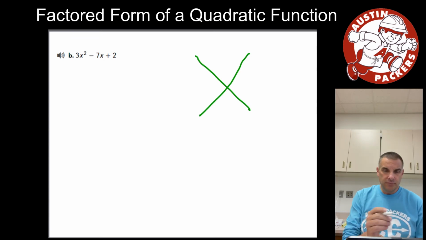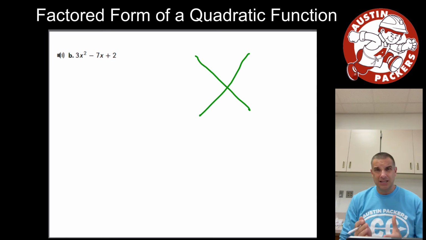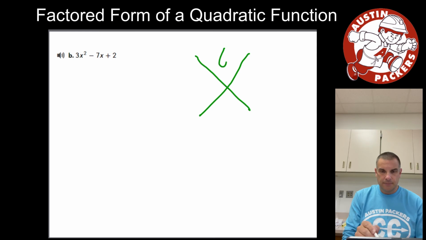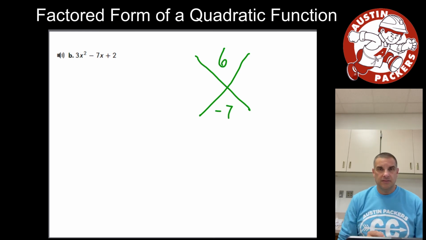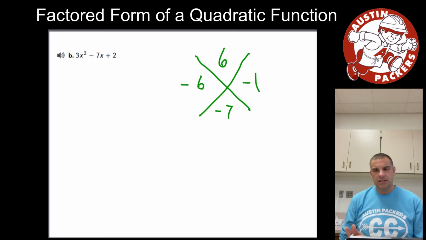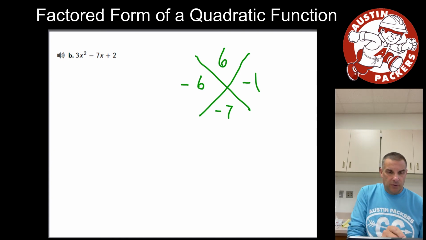So they're not. On top, we're going to go a times c. A times c is on top. 3 times 2 is 6. On the bottom is our b value. In this case, it's negative 7. So I need two numbers that multiply together to be 6 and add together to be negative 7. So negative 6 and negative 1. Negative 6 times negative 1 is 6, and negative 6 plus negative 1 is negative 7, so that works. So then we've got x minus 6 and x minus 1.